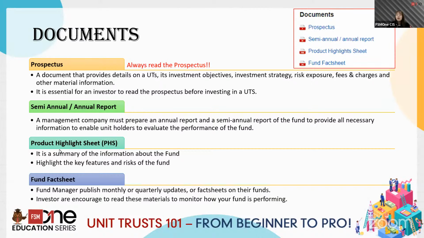And third is the product highlight sheet. So the product highlight sheet is a summary of the information of the fund. So it will highlight the key features and the risks of the fund.